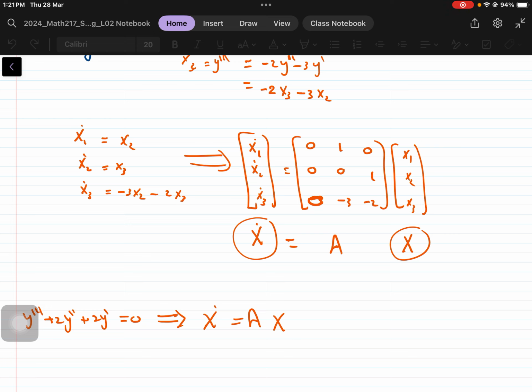In order to solve, we need to find the eigenvalues and eigenvectors of the matrix A. So the next step is to find the eigenvalues and eigenvectors of A. A in this case is 0, 1, 0, 0, 0, 1, 0, minus 3, minus 2.